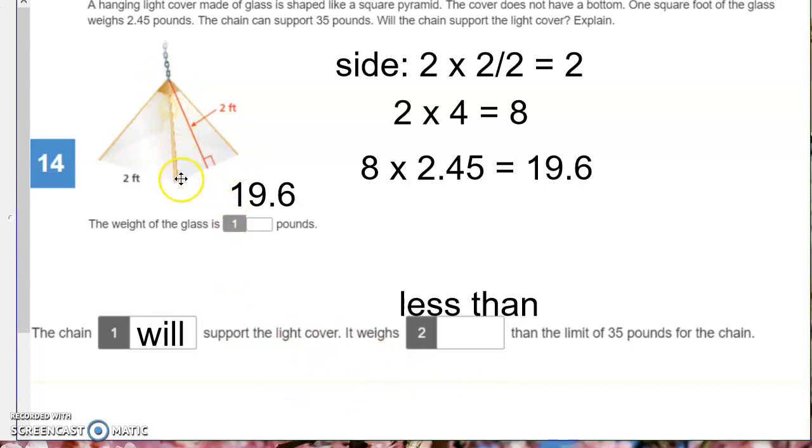I just have to worry about these side triangles, and there's 4 of those going around. So base times height divided by 2 gives me 2. But there's 4 triangles going around, so I times that by 4, which gives me total amount of glass is 8 feet squared. Now, 1 square foot of glass weighs 2.45 pounds, so I multiply 8 times 2.45 pounds, and that means the weight of the glass on this chandelier is 19.6 pounds. Now, the chain will support the light cover because 19.6 is less than the limit of 35 pounds of the chain.